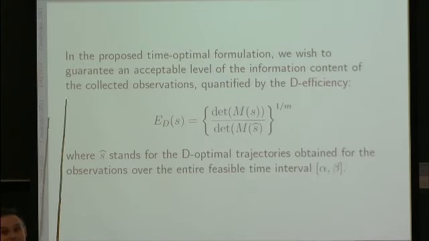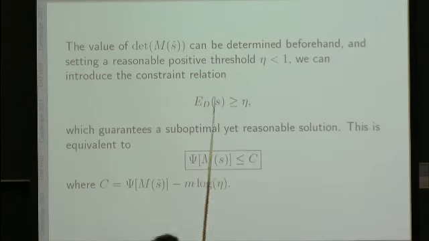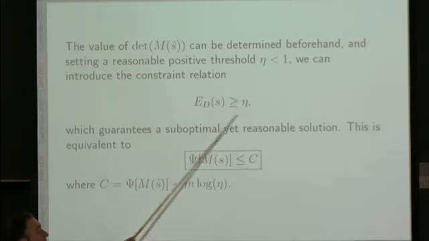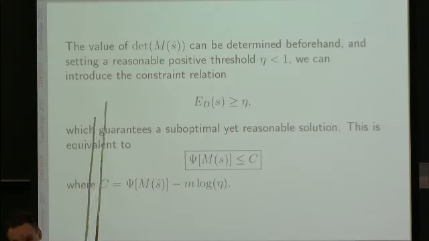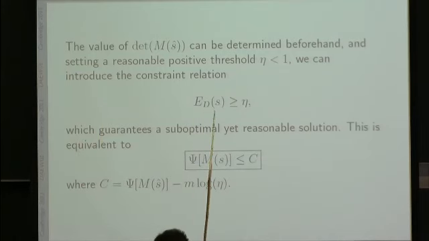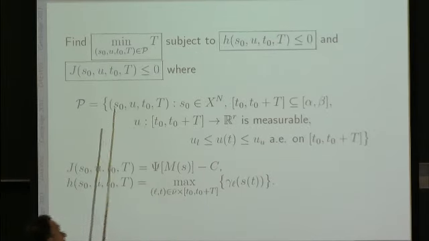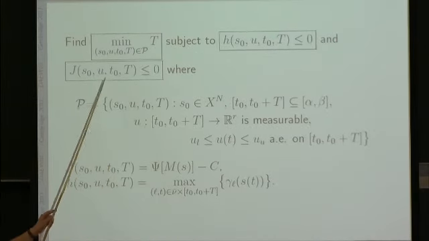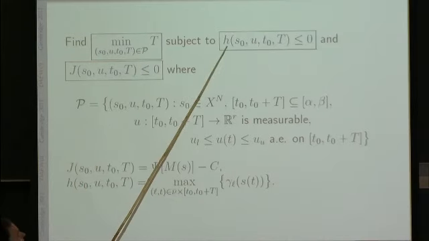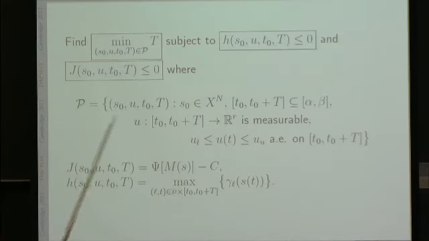It won't be 1. So we should introduce a constraint that the efficiency should be no less than a given prescribed value, for example, 0.8. So we include the accuracy of parameter estimates as an additional constraint. And finally, we arrive at a time optimum formulation in which we minimize time subject to constraints regarding collision avoidance, subject to constraints regarding the guaranteed efficiency, and we look for optimum trajectories, optimum controls, and for optimum initial sensor positions.